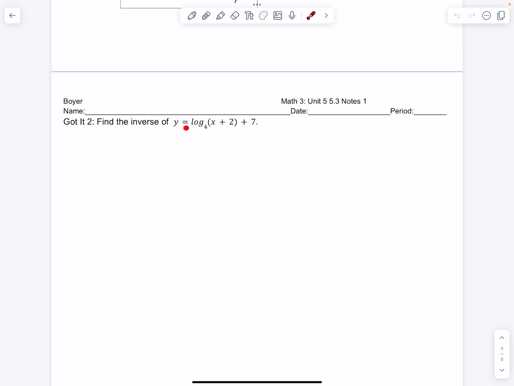Find the inverse of y equals log base 4, x plus 2 plus 7. So again, same steps, different numbers.